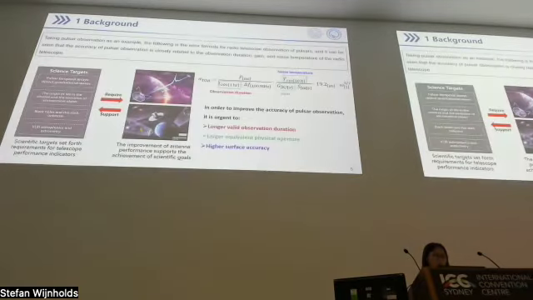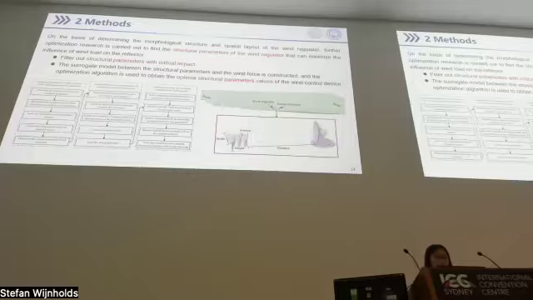The second part is the methods. On the basis of determining the morphological structure and the spatial layout of the wind regulator, further optimization research is carried out on the structure parameters of the wind regulator that can minimize the influence of wind load on the reflector.